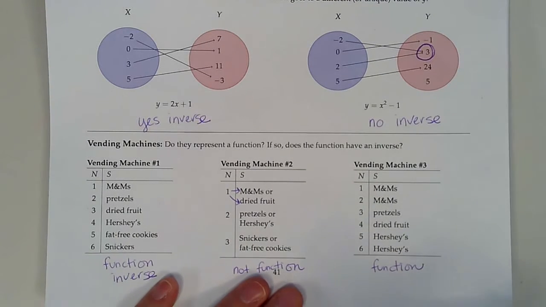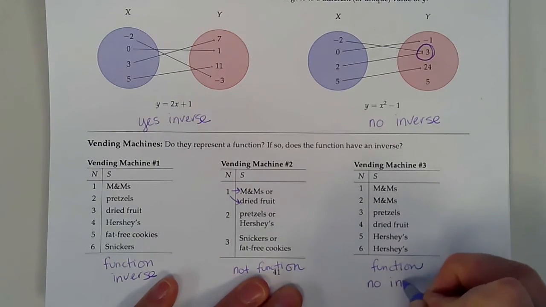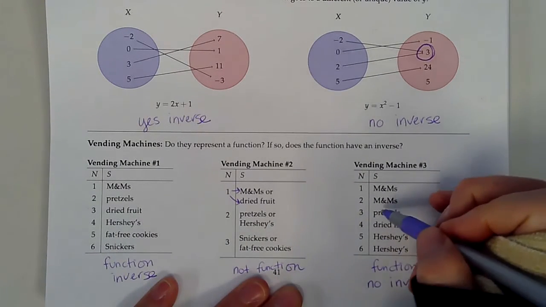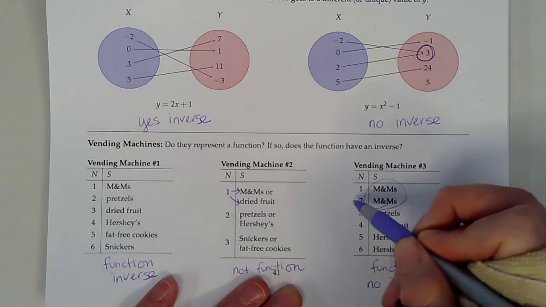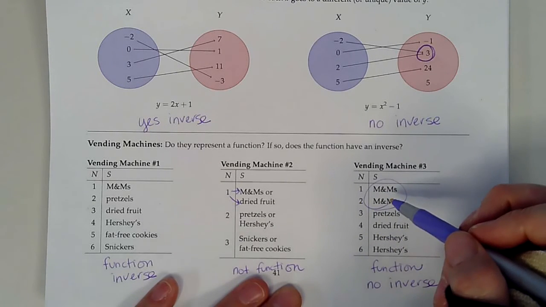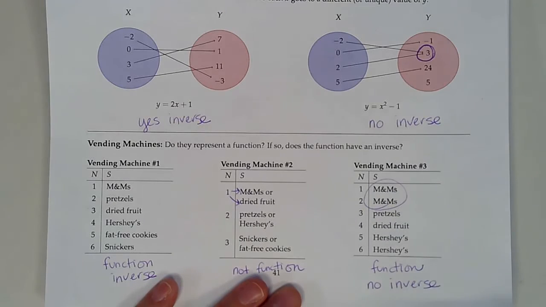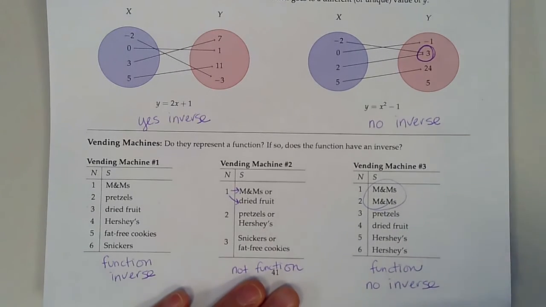Machine 3 does not have an inverse. And the reason for that is that these things are getting doubled up here. So both the 1 goes to the M&Ms and the 2 goes to the M&Ms. So if you told me you had gotten M&Ms out of the vending machine, I know that you pushed either the first button or the second button, but I don't know which one. And so for that reason, there's no inverse here.